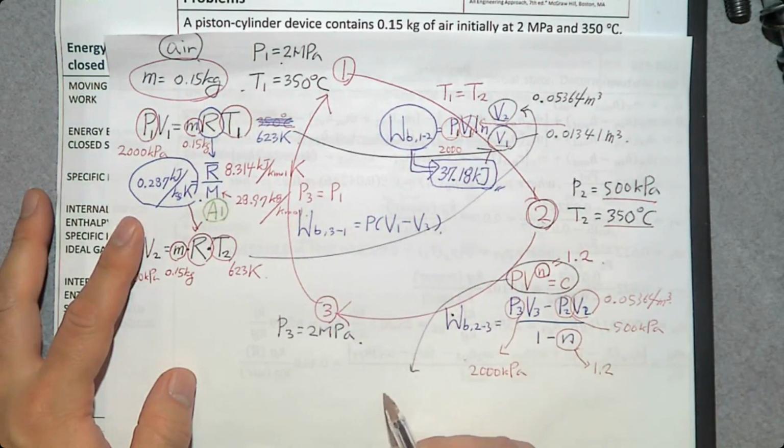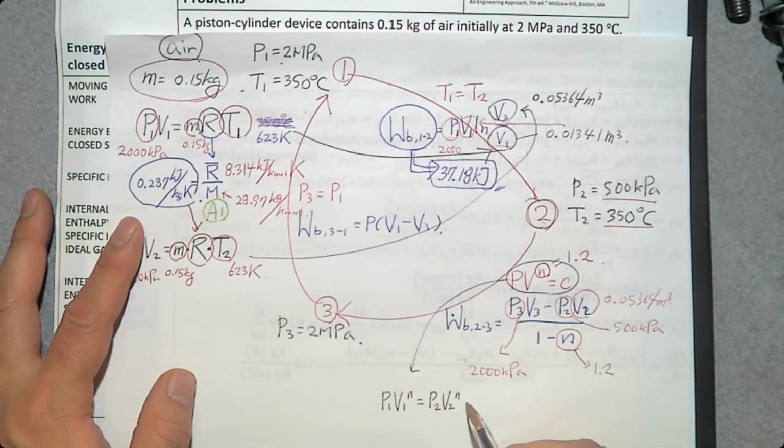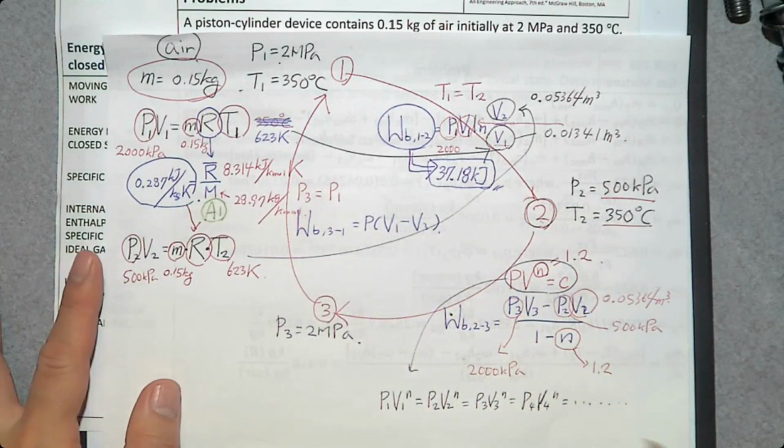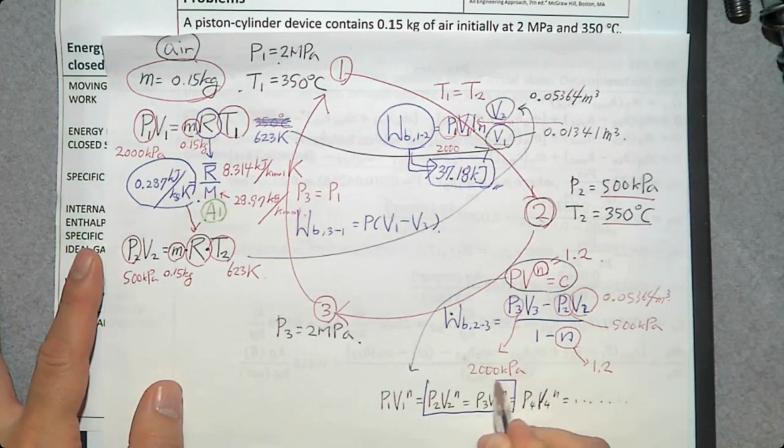What is this PV to the power n is constant? That means P1 V1 to the power n is constant. P2 V2 to the power n is constant. P3 V3 to the power n is constant. P4 V4 to the power n is constant, etc. And we can use this one between 2 and 3. So this is the relation.